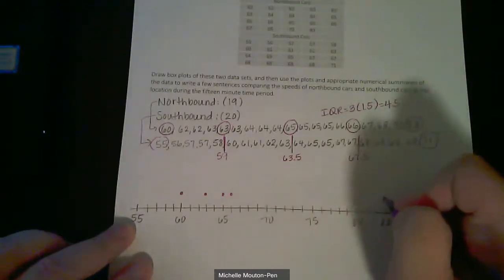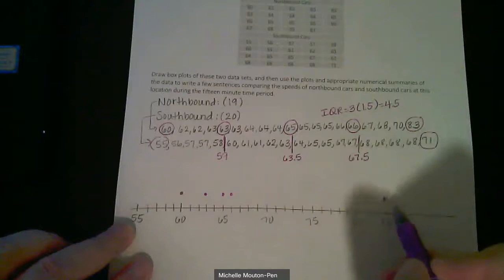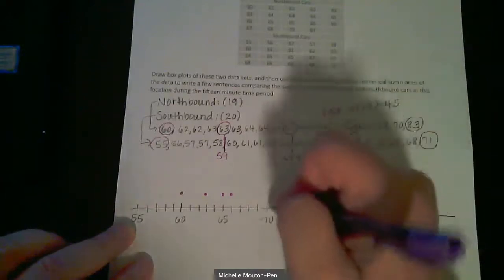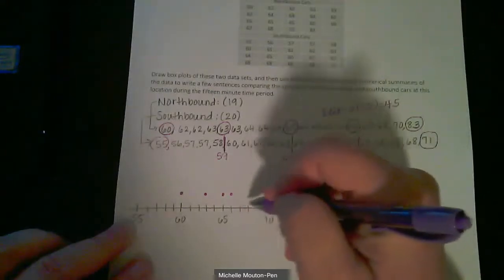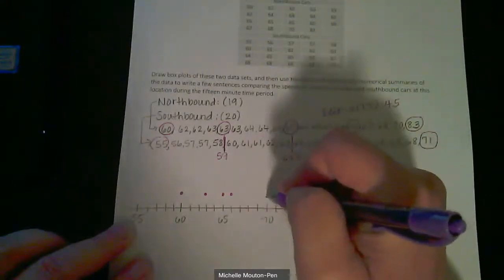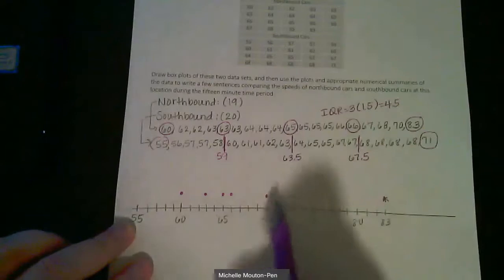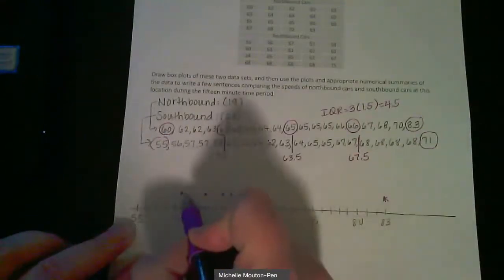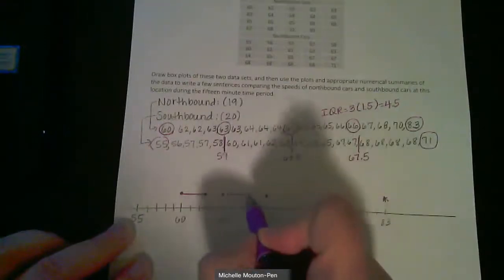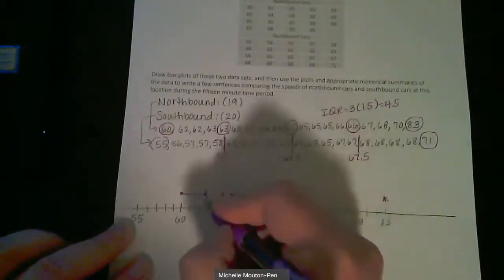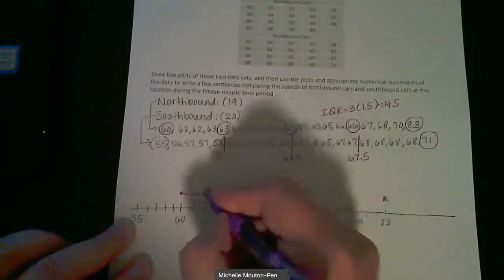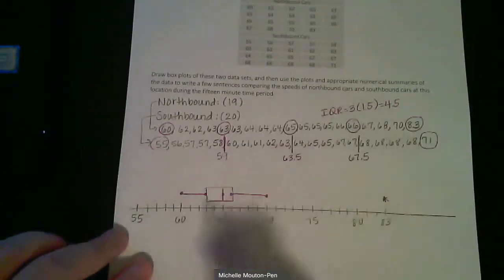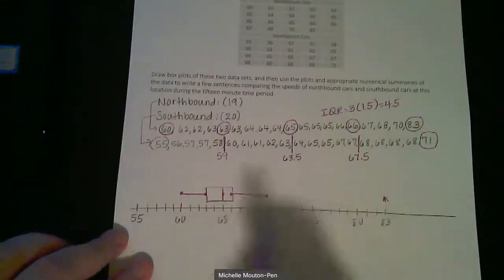So we show that either with a separate dot or an asterisk. That means that I'm going to put 70 as my maximum and then just count that as an outlier. Then I actually draw my box at this point using these data points. All right, so this is northbound traffic.